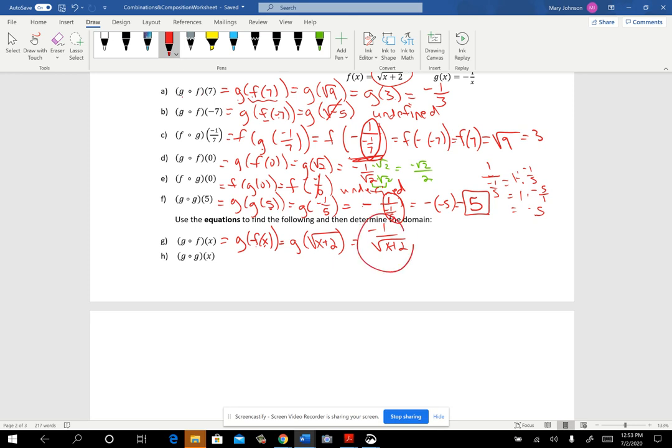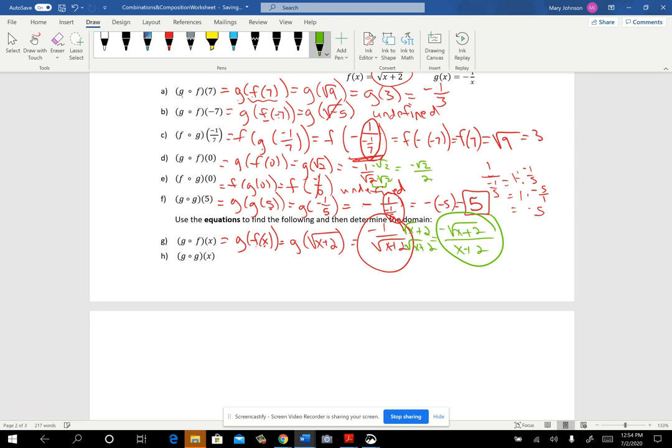I really like this, but if we did rationalize it, it would have the negative square root of x plus 2 on top and then just x plus 2 on the bottom. Okay, because you would have multiplied by the square root of x plus 2 top and bottom. All right, but to me that doesn't make it easier. So you could do either of those.